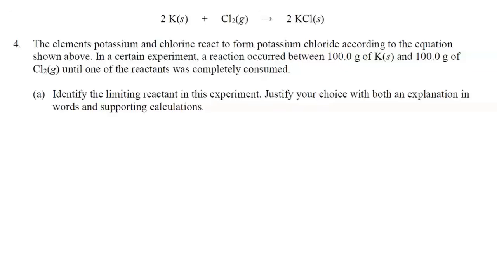Okay, this is question 4. The elements potassium and chlorine react to form potassium chloride according to the equation shown above. In a certain experiment, a reaction occurred between 100.0 grams of potassium and 100.0 grams of chlorine, until one of the reactants was completely consumed. Part A. Identify the limiting reactant in this experiment. Justify your choice with both an explanation in words and supporting calculations.